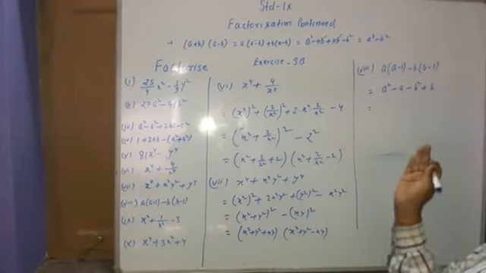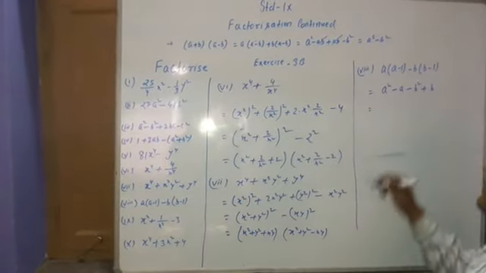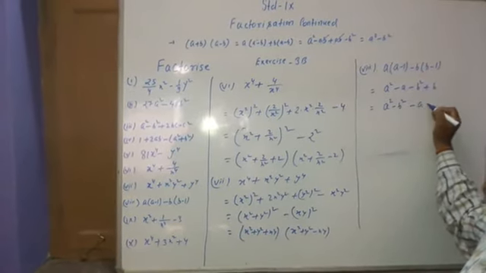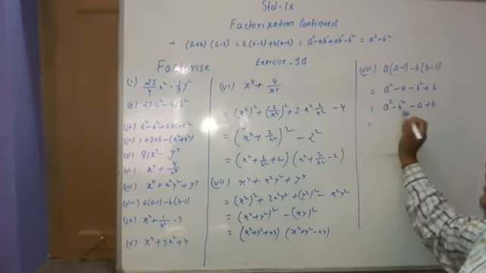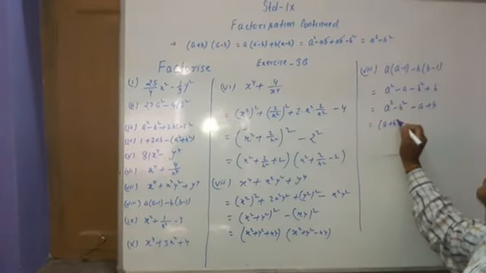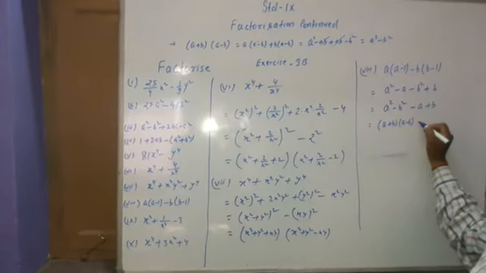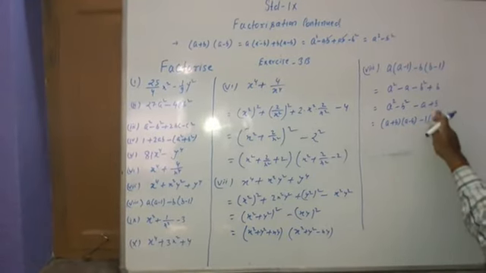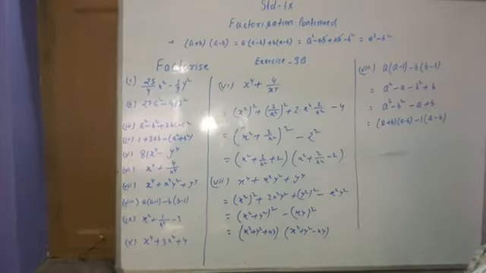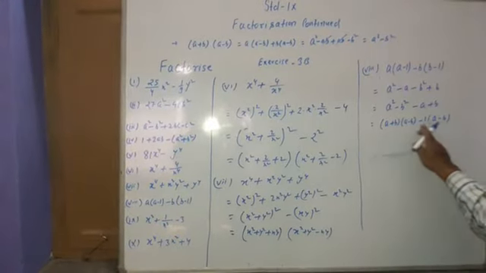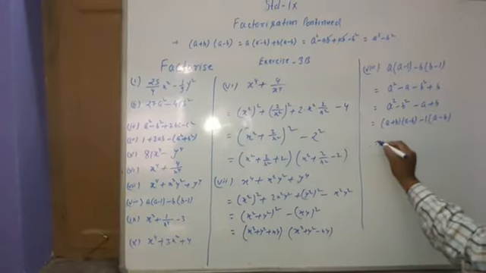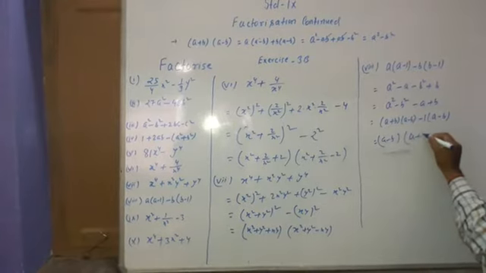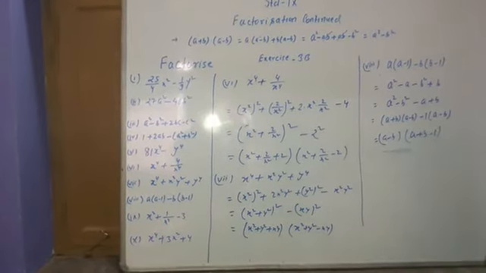Now we have to rearrange these terms so that it can be factorized. After rearrangement we get a square minus b square minus a plus b. A square minus b square may be written as a plus b, a minus b. Here we take 1 as common and are left with a minus b. Any problem? Now we find a minus b is common in these two terms. Therefore a minus b is taken as common and we are left with a plus b minus 1.